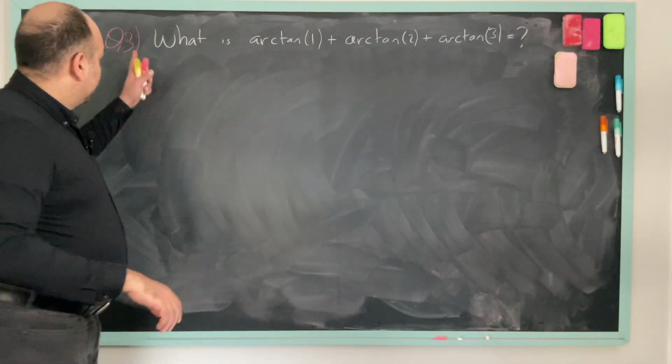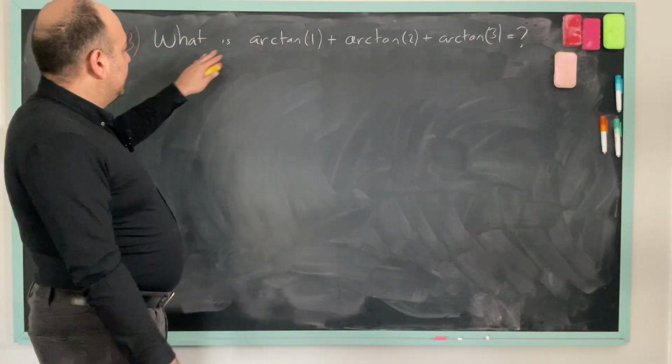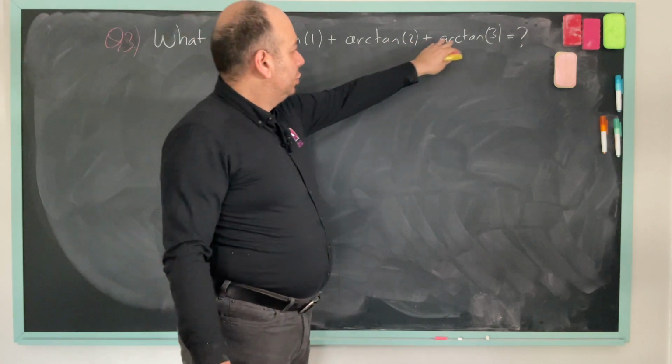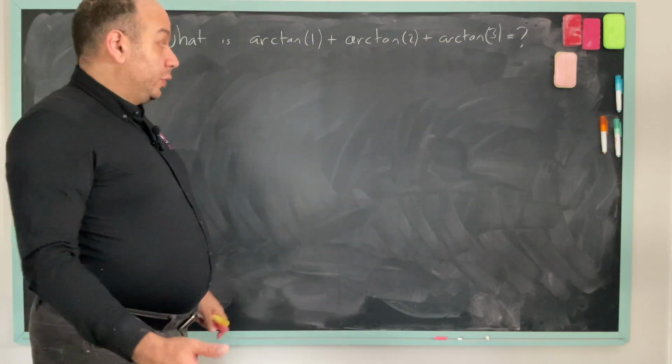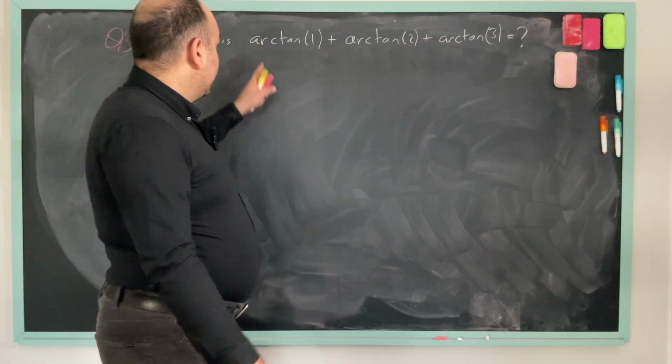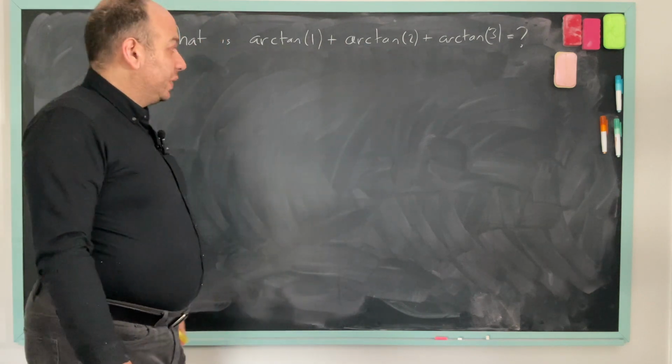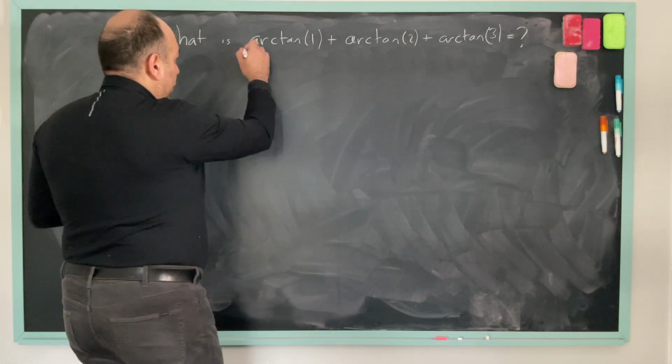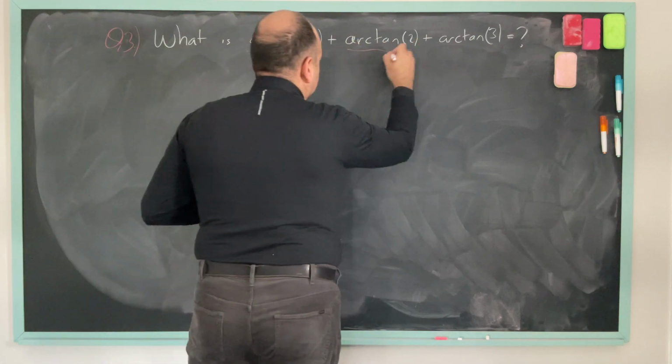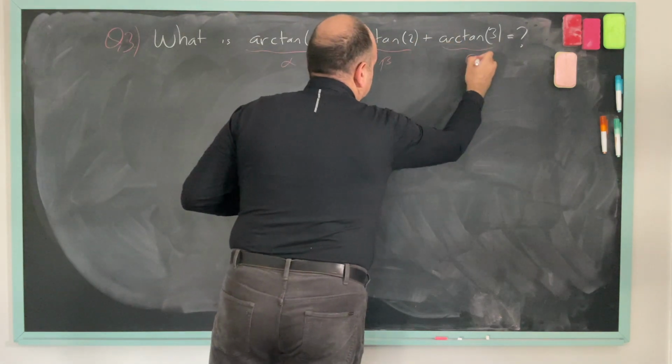Hi again, this is our third question now. So what is arctangent 1 plus arctangent 2 plus arctangent 3? So we are basically summing three angles here, right? So I can simply call the first term alpha, the second term beta, and the third term theta.